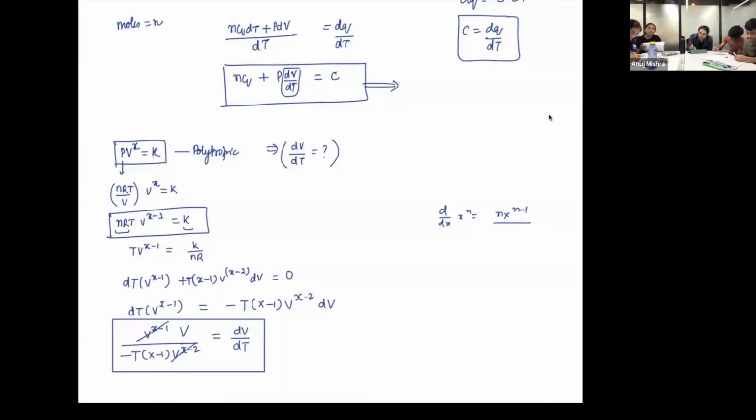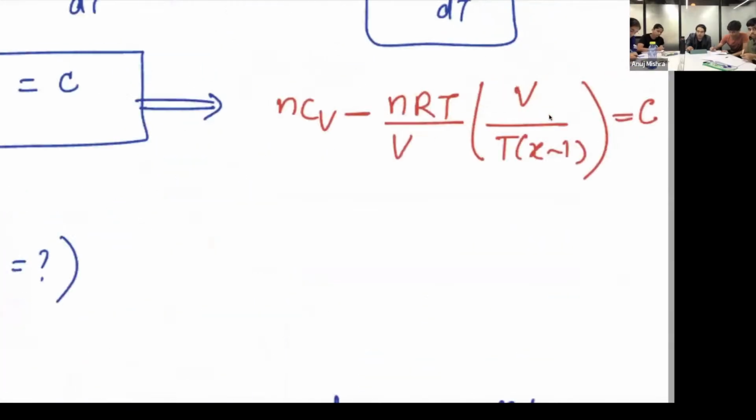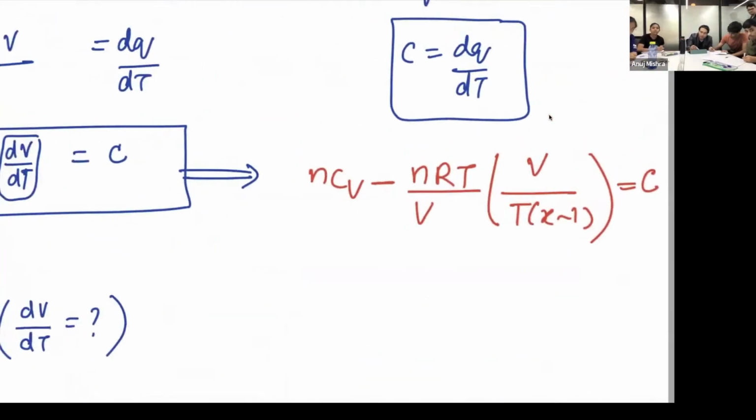Just try to put that number here. nCV plus what is P? How much is P? Everybody. nRT divided by V, and your dV by dt is V divided by T times x minus 1, along with a minus sign. What does this value become, equal to C? Now solve this and tell me what this number will be. Clear?